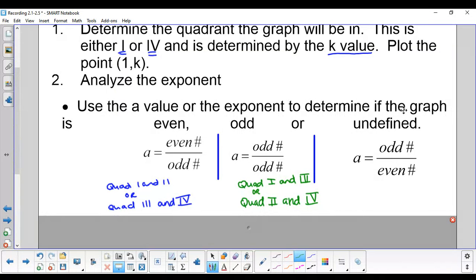Last, we can have an undefined graph. Remember, an undefined graph is when the denominator of the exponent is even. All this means is it is only going to exist in one quadrant. So it will only be in quadrant 1 or it will be in quadrant 4, but it won't be in any other quadrant besides that.